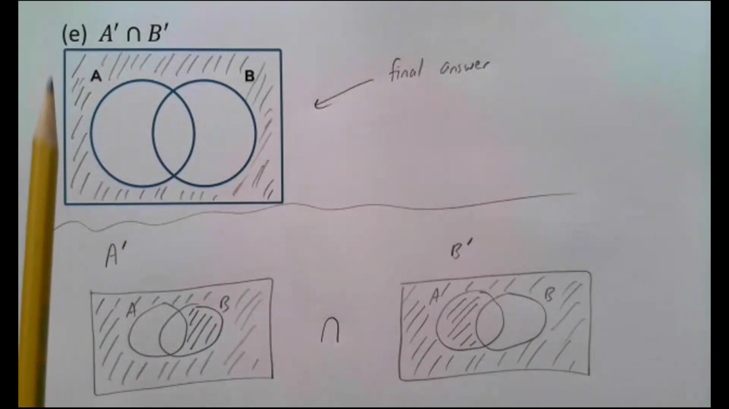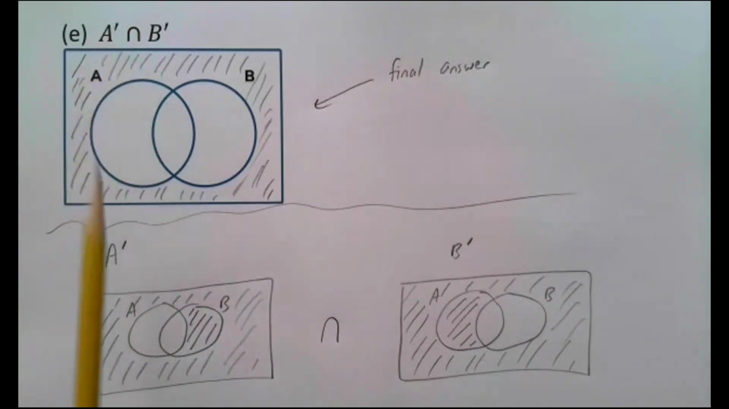So sometimes I think it's best to take it in steps like that. Figure out what A complement looks like. Go figure out what B complement looks like, and then take the overlap of those two, the intersection of those two.